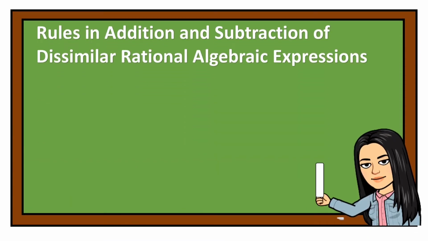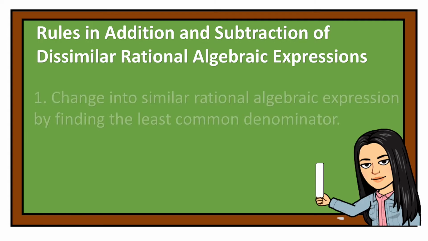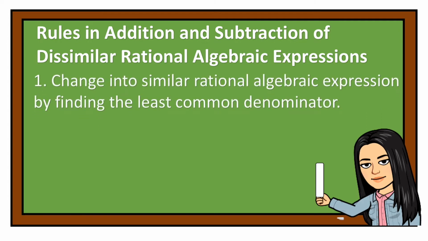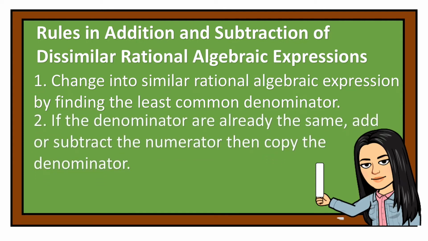So these are the rules in addition and subtraction of dissimilar rational algebraic expressions. 1. Change into similar rational algebraic expressions by finding the least common denominator. 2. If the denominators are already the same, add or subtract the numerators, then copy the denominator. And 3. Simplify if needed.